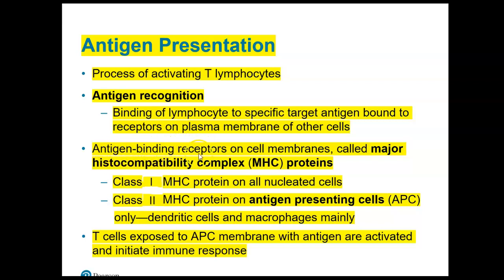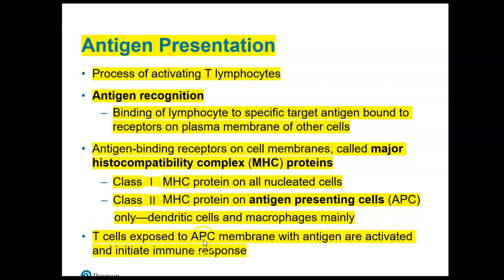Then you have antigen binding receptors on cell membranes called MHC proteins, and that stands for, it's a long term, but it's really easy if you think about it, major histocompatibility. So what does histo mean? Tissue. So these are the tissue compatibility proteins, and there's two classes of them. There's class 1 MHC proteins, and all nucleated cells have those. Then there's class 2 MHC proteins that are only found on antigen-presenting cells, which are primarily dendritic cells found within the skin and or beneath the skin, and macrophages. Macrophages and dendritic cells tend to primarily be your APCs or antigen-presenting cells.